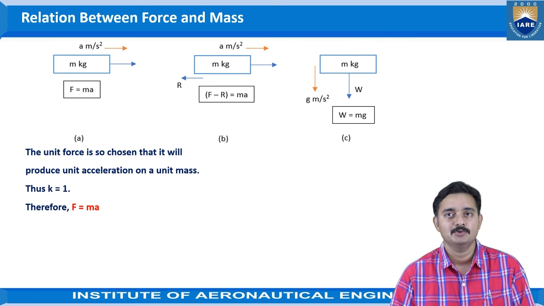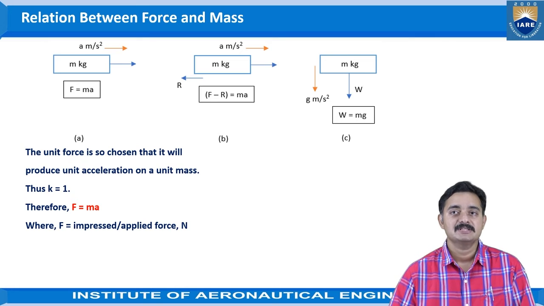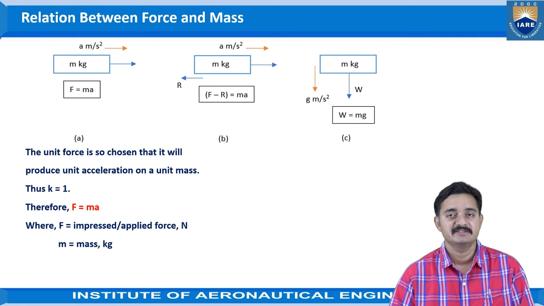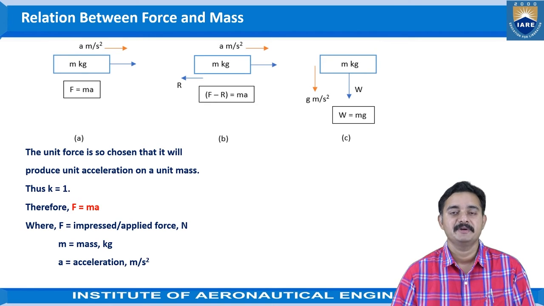So F is equal to MA, where F is the impressed or applied force, which is given in terms of newtons, and M is the mass, which is given in terms of kgs, and A is the acceleration, which is given in terms of meters per second square.